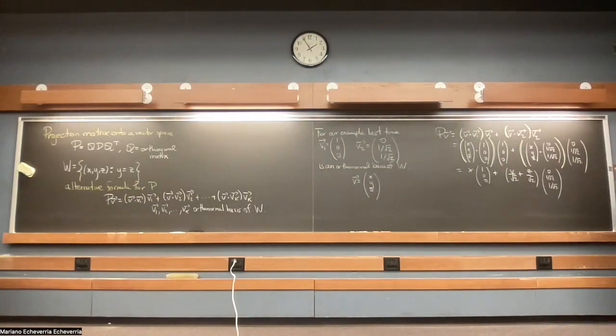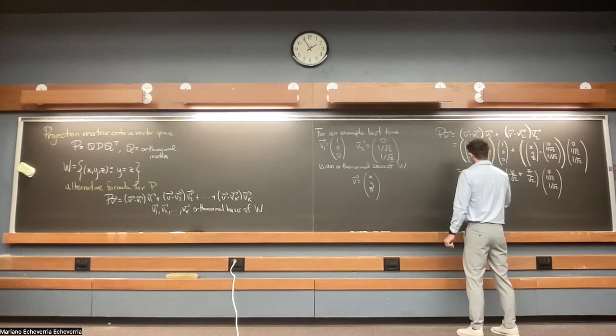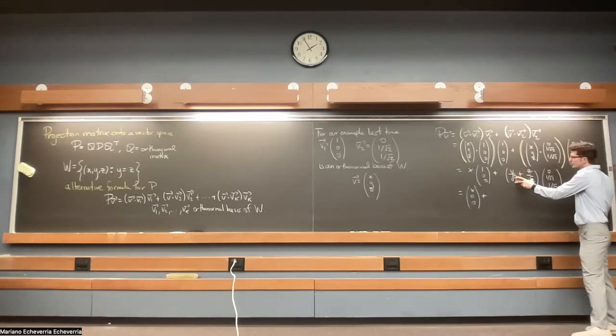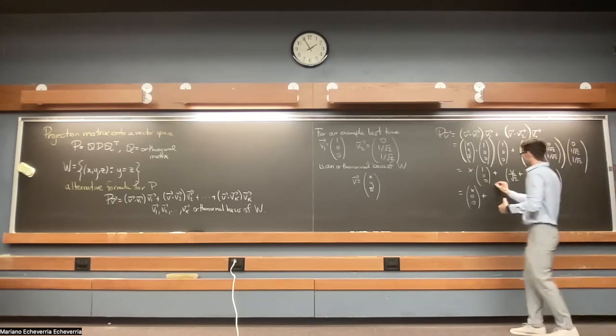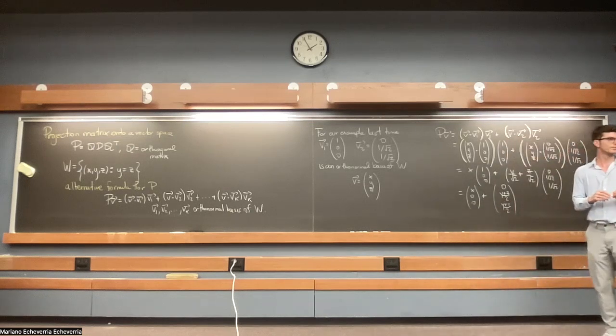Is it making sense? Any questions about this? So this gives you what? It gives you x, 0, 0, right? Plus, I mean, there's a root 2 here and a root 2 here, so they become 1 half. So you get 0, y plus c over 2, y plus c over 2, right?